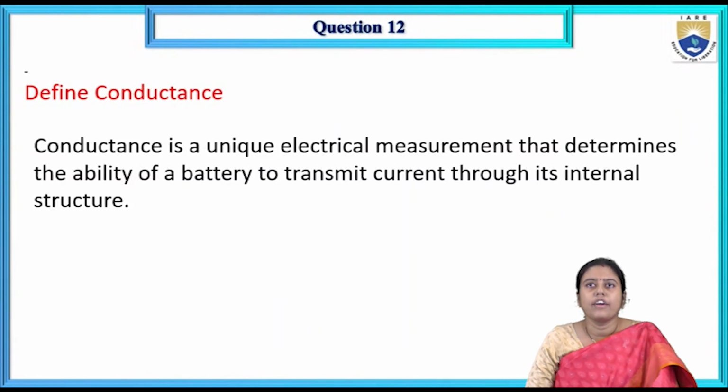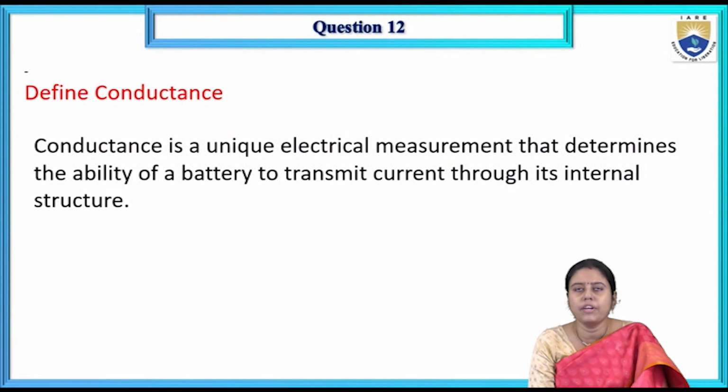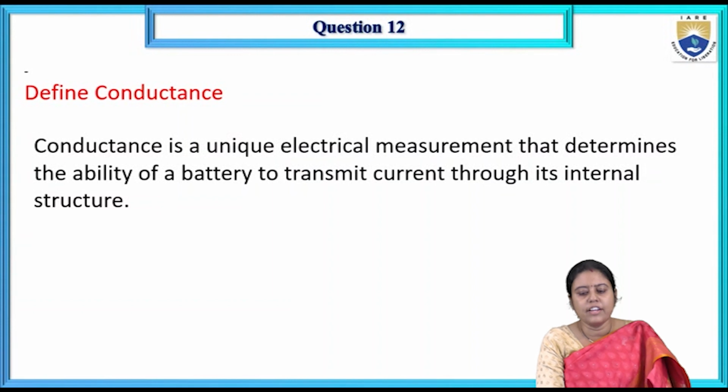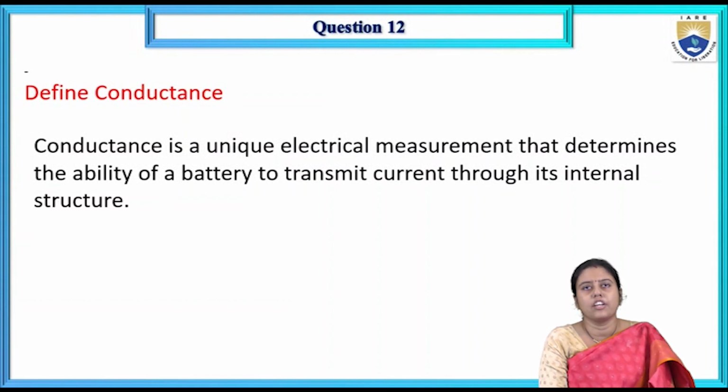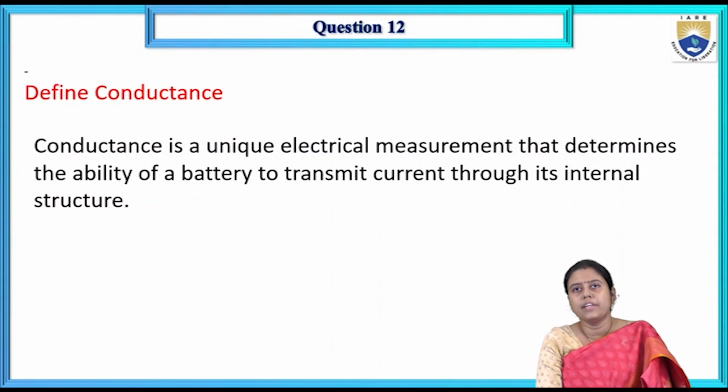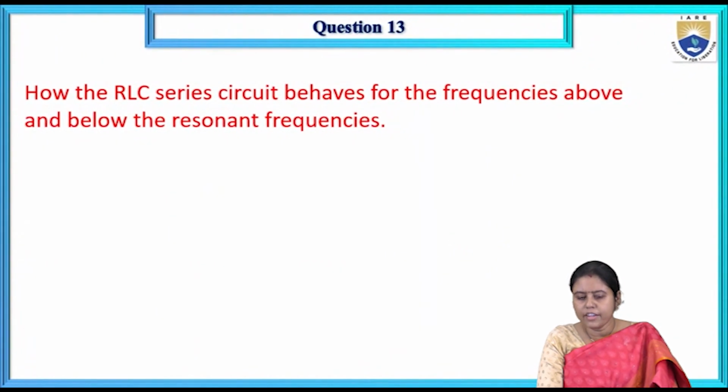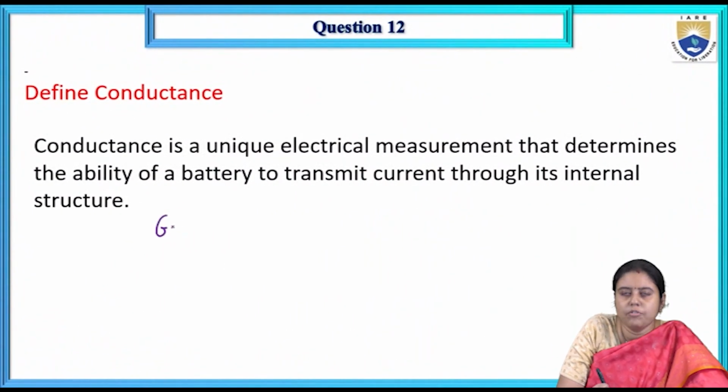Now we are moving to question number 12. Define conductance. Conductance is a unique electrical measurement. We have already discussed the unit. So what is the exact definition of conductance? Conductance is a unique electrical measurement that determines the ability of a battery to transmit current through its internal structure. Conductance is nothing but the property of the material which allows electrons to flow. And what is the unit of conductance? Conductance we write by G, we have discussed many times, and the unit is siemens.